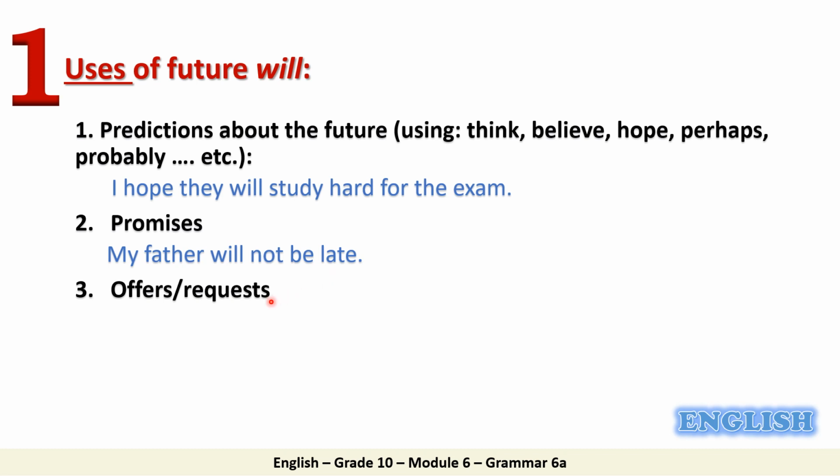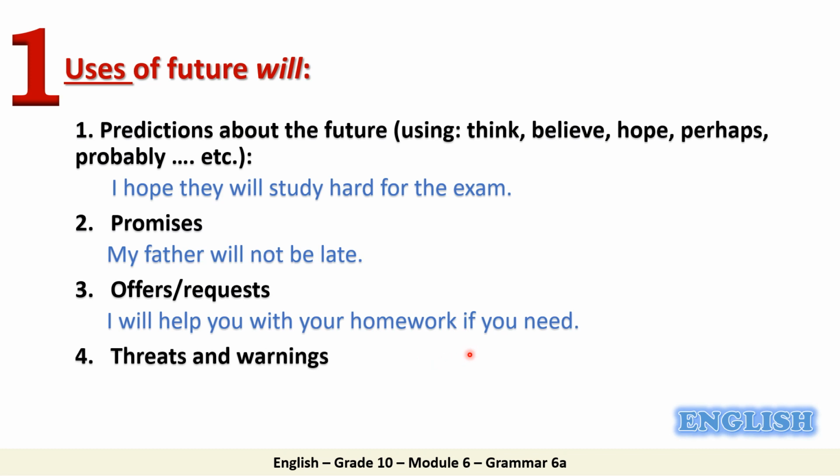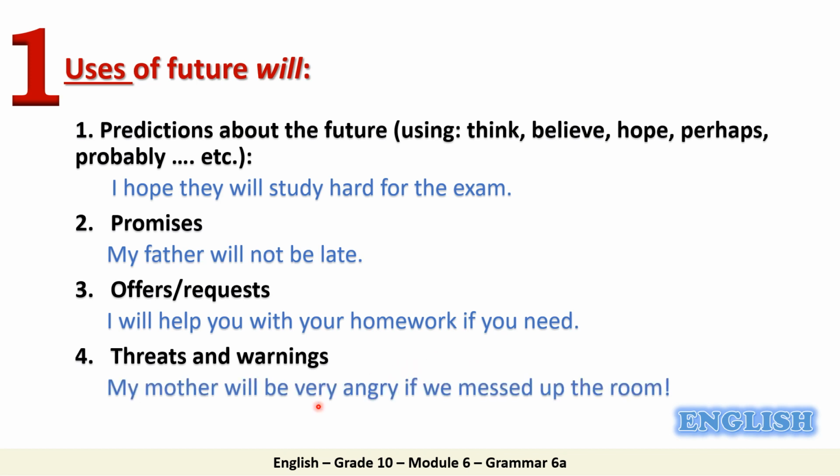Also, we can say for offers and requests, I will help you with your homework if you need, or I will cook dinner tonight. You are offering. Finally, for threats and warnings, we can say, my mother will be very angry if we messed up the room, or we can say the teacher will be very sad if we didn't get full marks.